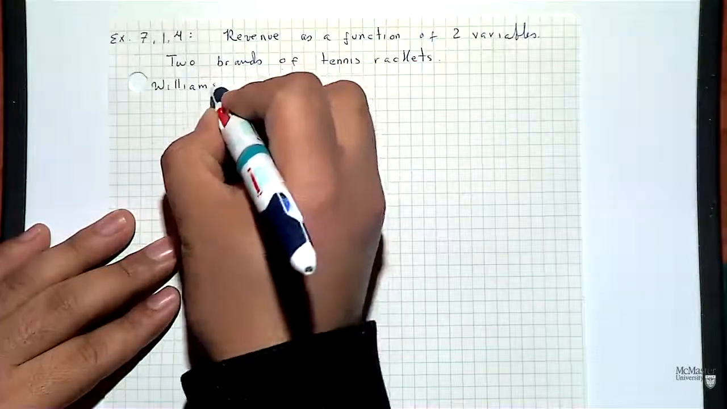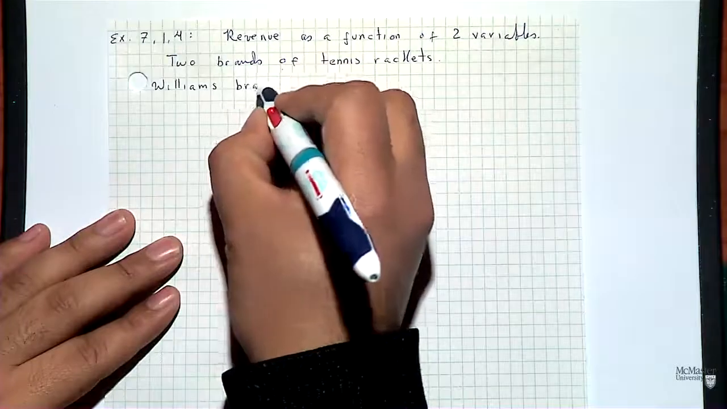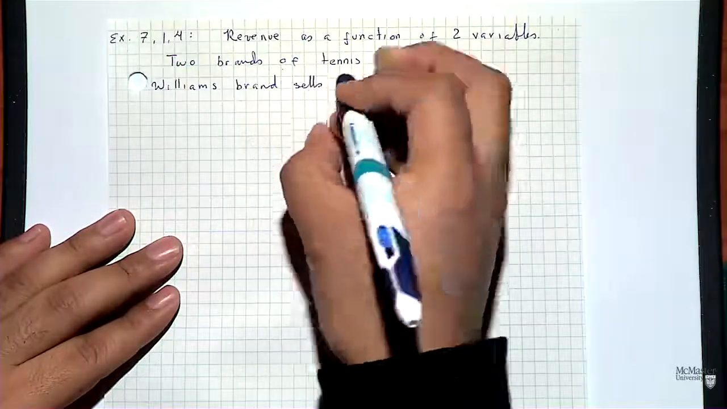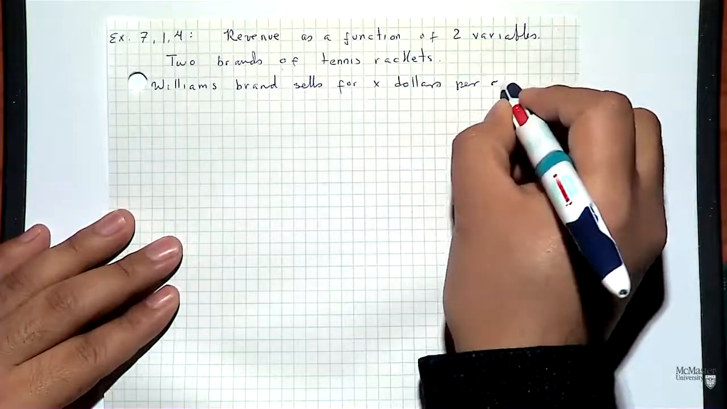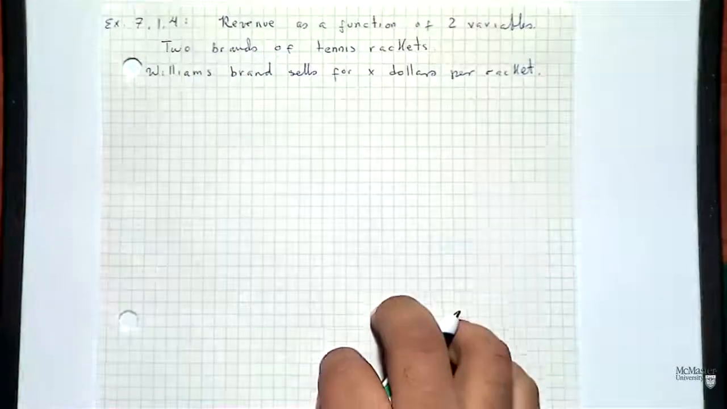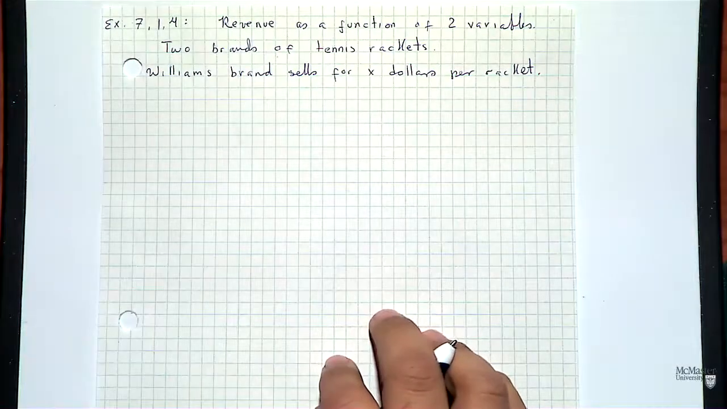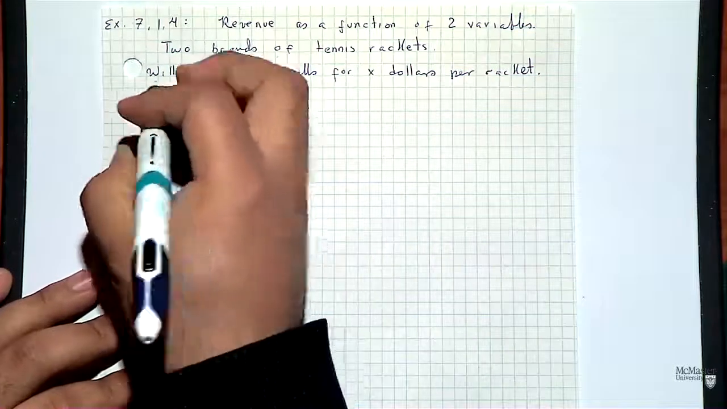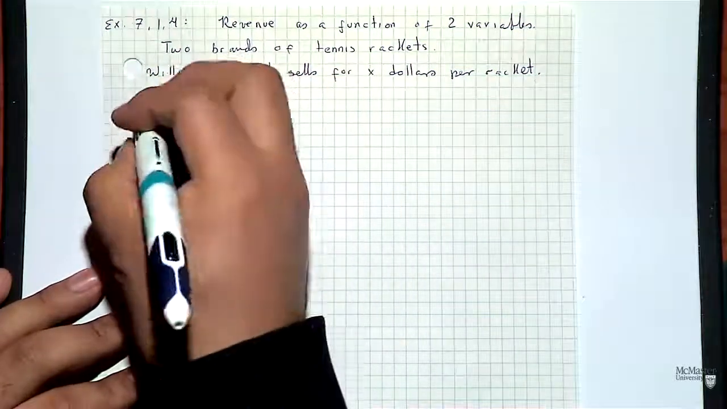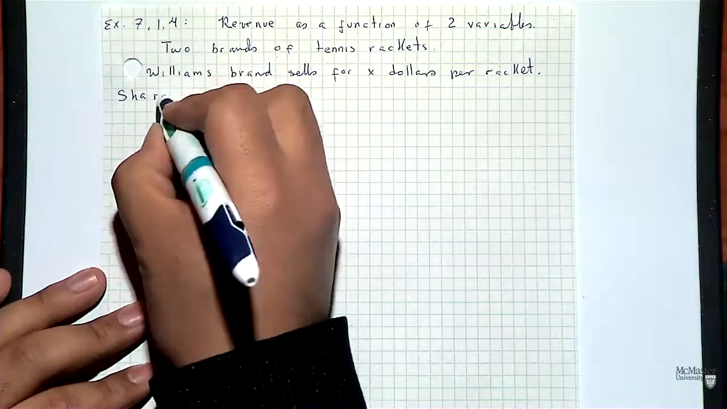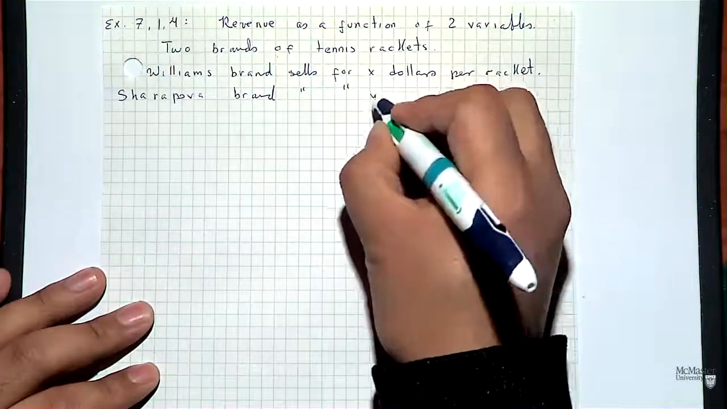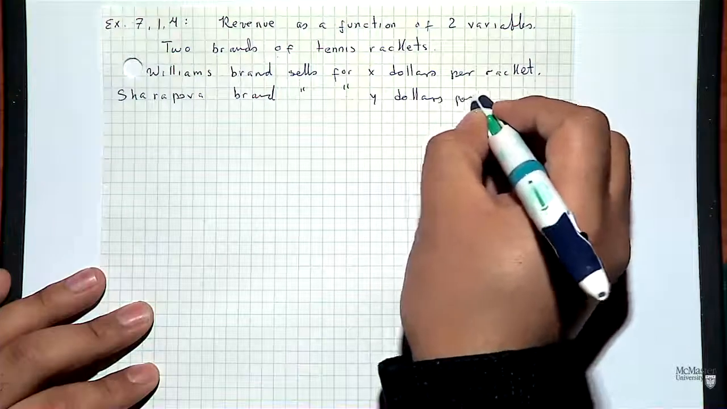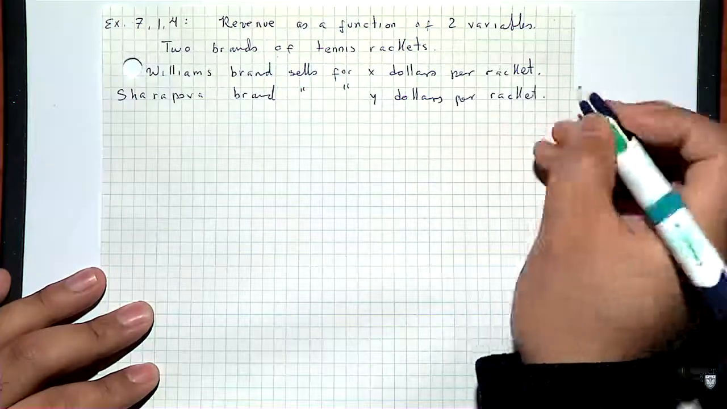So the first one is the Williams brand, because of Serena Williams. So it sells for X dollars per racket. So what you're doing at this point is basically defining the variables of interest in your problem, because later on you will define the function based on those variables. The second is Sharapova's brand, because of Maria Sharapova, which sells for Y dollars per unit or per racket. So this is the racket price.